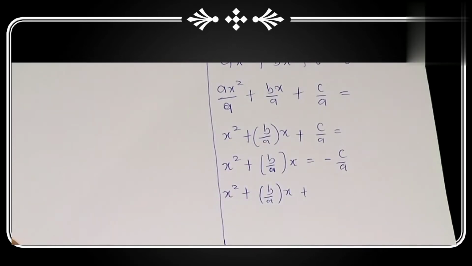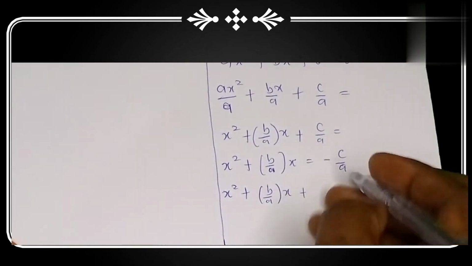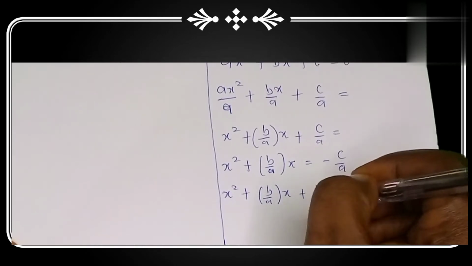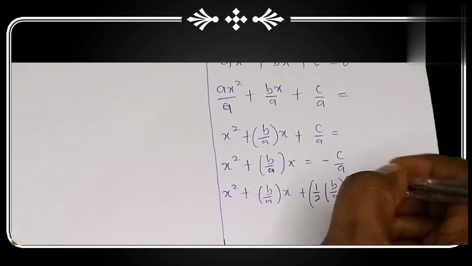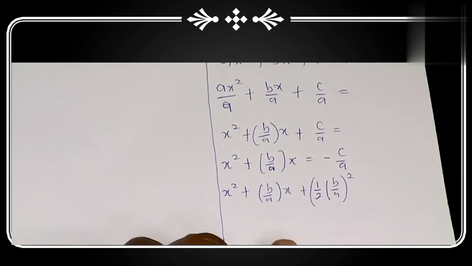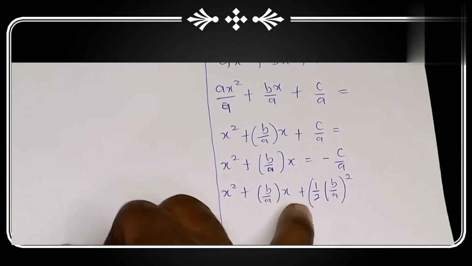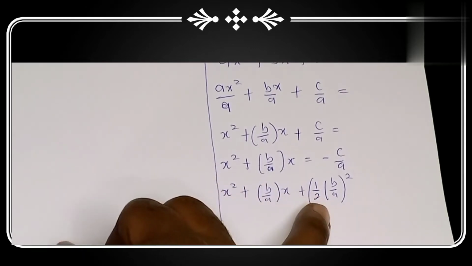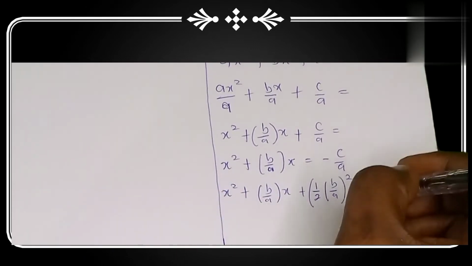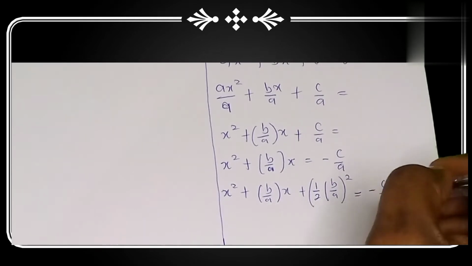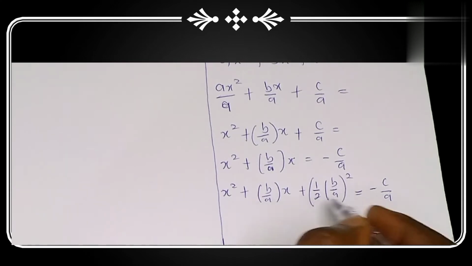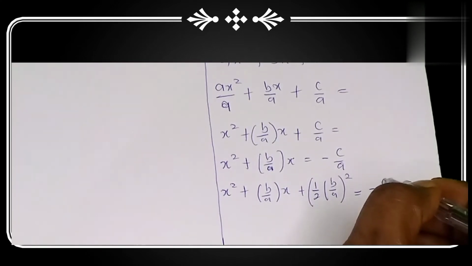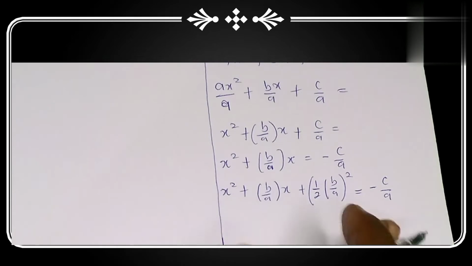The square of the half of b over a will complete this perfect square for us. Now we have half of b over a all square. That is what we need to put in this equation to make this section a perfect square. And then we have it as minus c over a. We cannot just add something to this part of the equation without adding the same thing to this part of the equation. It will not balance the equation.